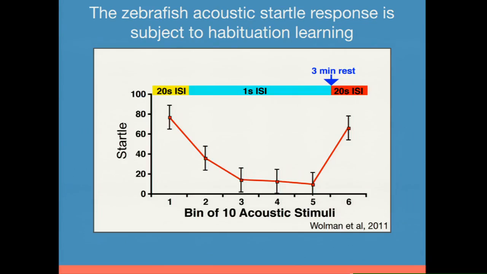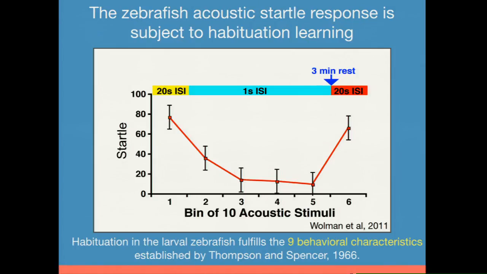And by analyzing tons and tons of fish over many, many years, we've determined that the zebrafish acoustic startle response is subject to habituation learning. So this graph should look very familiar to you. Looks just like the one from my first slide. You can see that if we present acoustic stimuli once every 20 seconds, zebrafish larvae startle almost every single time. So that's here. And then if we shorten that interstimulus interval to 1 second, the zebrafish larvae will very quickly learn that the acoustic stimuli are not threatening, and they'll stop responding. Here.